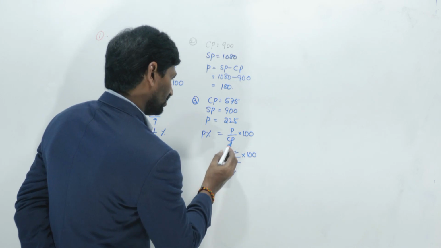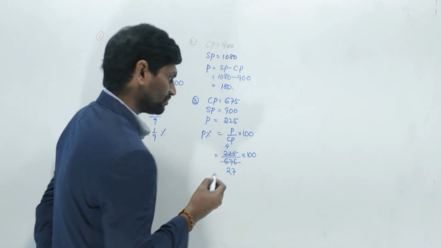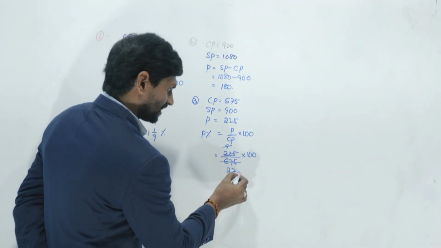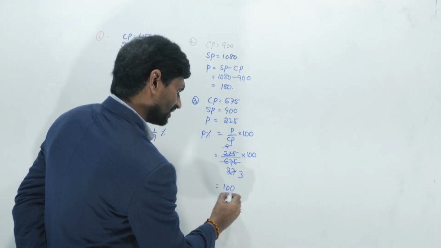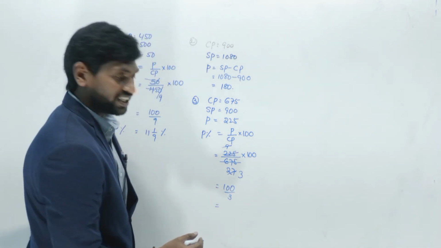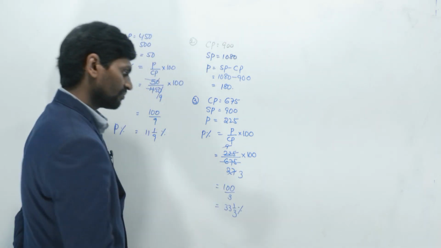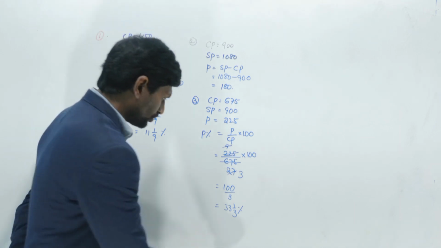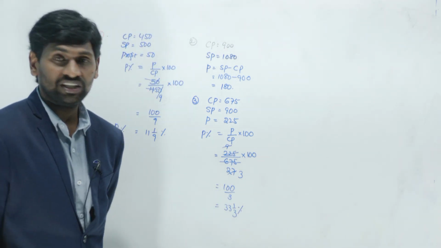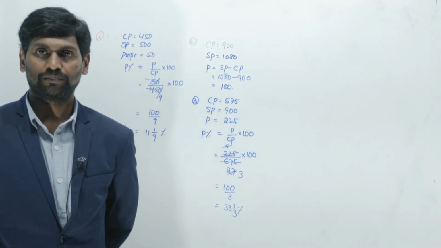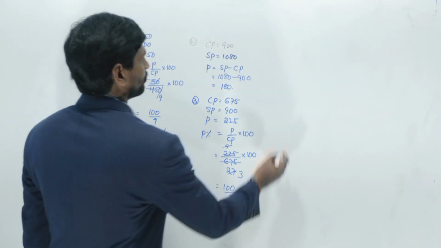25 nines are 225, so 9 times. And 9 threes are 27, so directly 3 times, 100 by 3. So 3 threes are 9, 33, 1 by 3 percent. 33 1 by 3 percent. You do the division, you will get remainder one, convert into a mixed fraction. Okay, let us go to problem number 4.